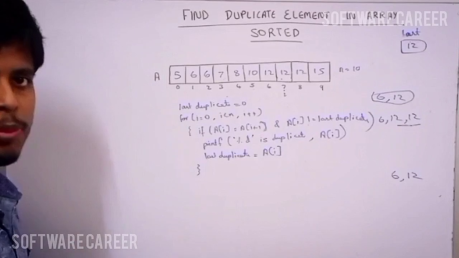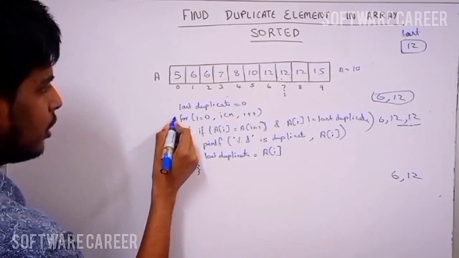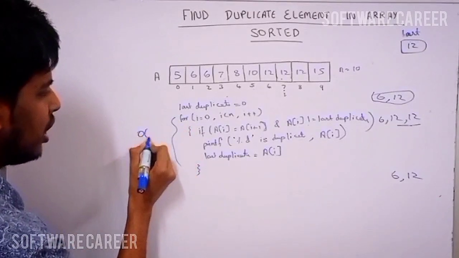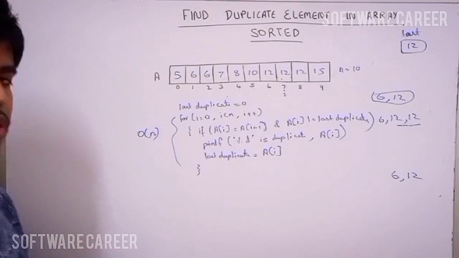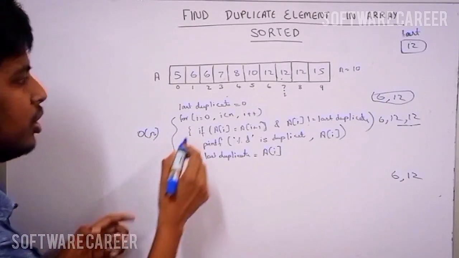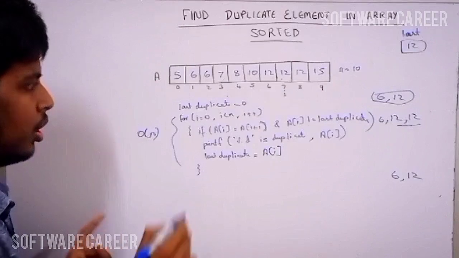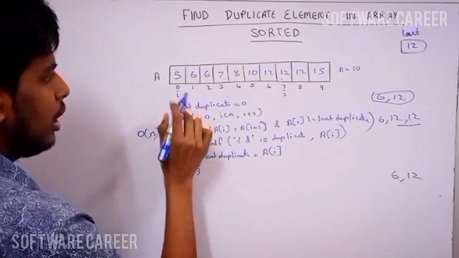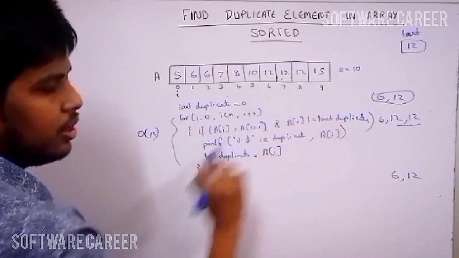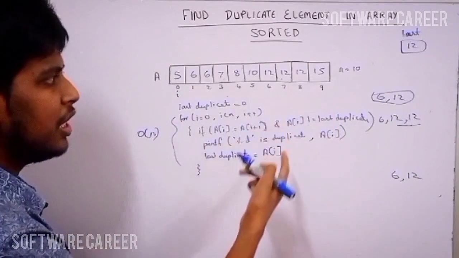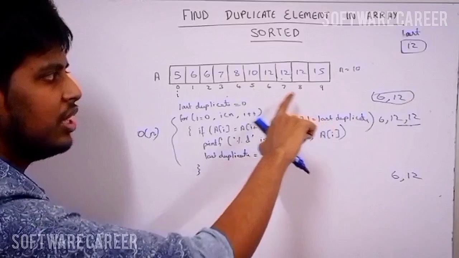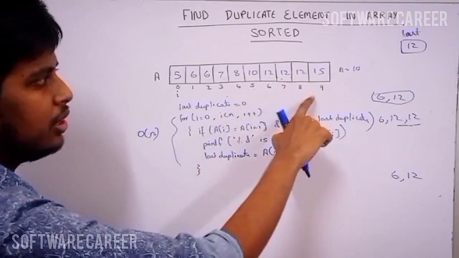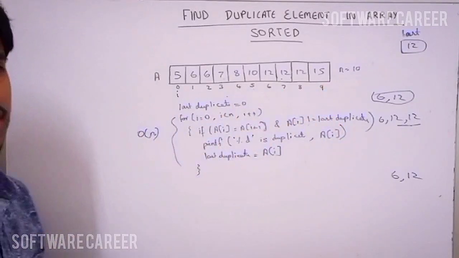Now let's see the time complexity. Now time complexity is O of n. What is this O of n? Why are we writing it? Because only one for loop is there. For I equals 0 till I less than n. You are traveling from I equals 0 till 9 for searching duplicate elements. Only once you are traveling this whole array. So size of array is n. So we are writing O of n.